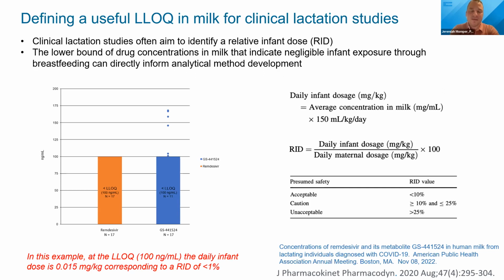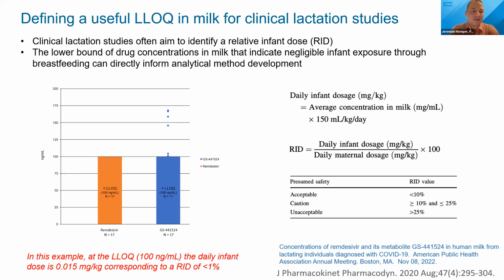So for example, the daily infant dosage for a particular drug in terms of milligram per kilogram or weight-based is often given by the average concentration in milk, which we can determine analytically, multiplied by a typical milk intake, which is generally assumed to be 150 milliliters per kilogram per day. And that gives an RID as stated here in this simple formula. And the WHO has put forward RID values that are associated with presumed safety being acceptable, or where caution is warranted, or where the degree of exposure is unacceptable. And that's generally less than 10%, between 10 and 25%, and over 25%.